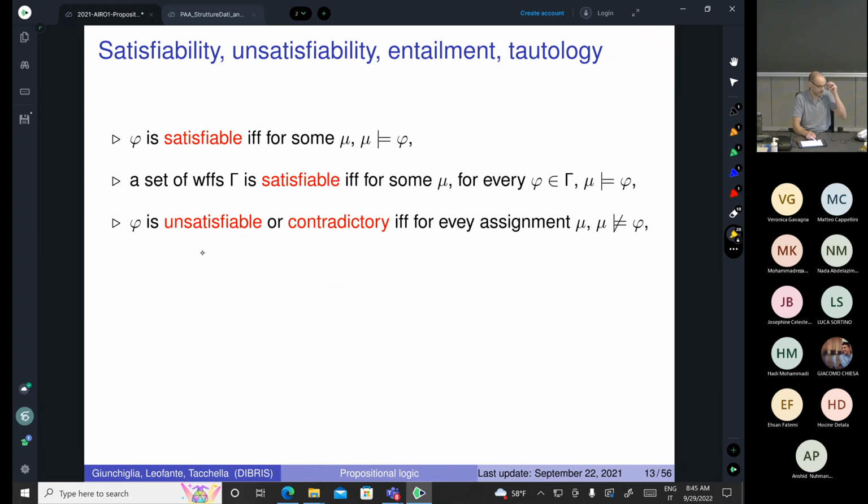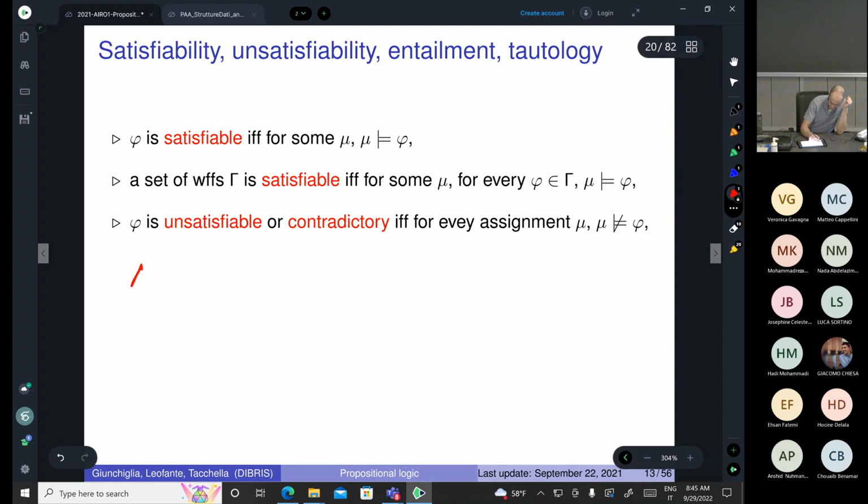Now, that's the contrary, right? So a formula is unsatisfiable or contradictory. We will be using the same term if for every assignment it is not the case that the assignment satisfies phi. Let's make some example.